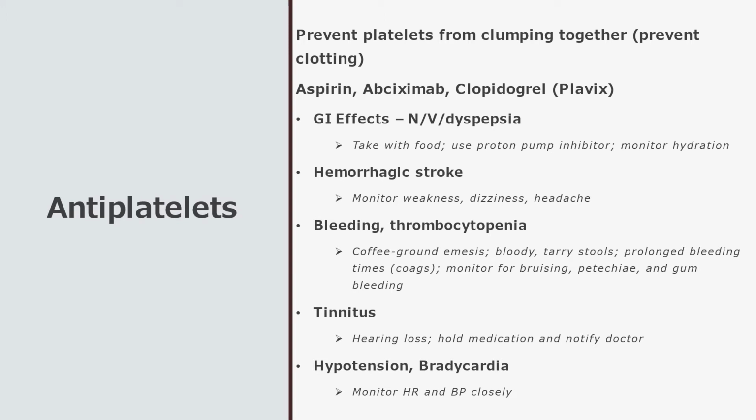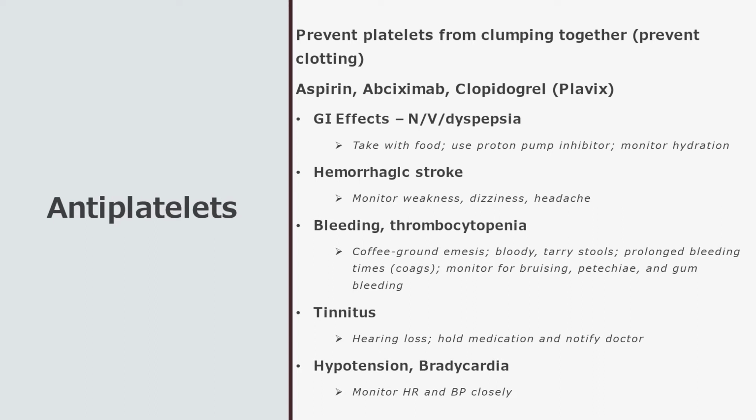Other complications are bleeding and thrombocytopenia. So signs of bleeding: coffee ground emesis especially, bloody tarry stools, petechiae, bruising, and gum bleeding. Make sure that we're looking at their coagulation levels. Tinnitus, which is the hearing loss and the ringing in the ears. If they have this, tell them to hold their medication and tell their doctor.